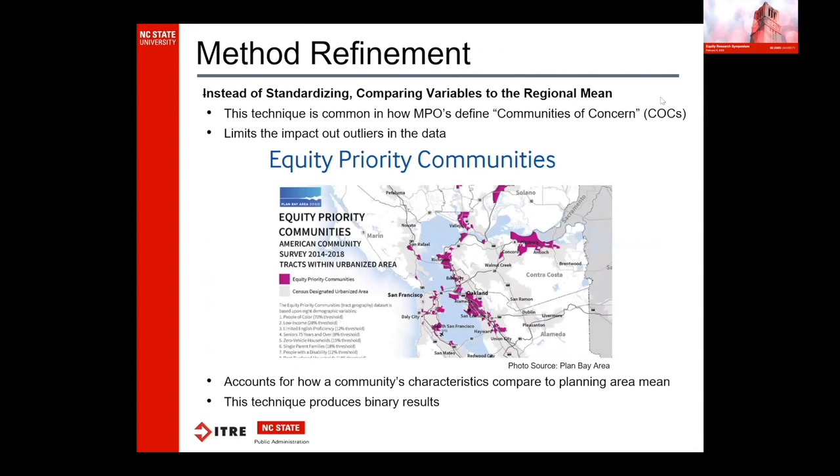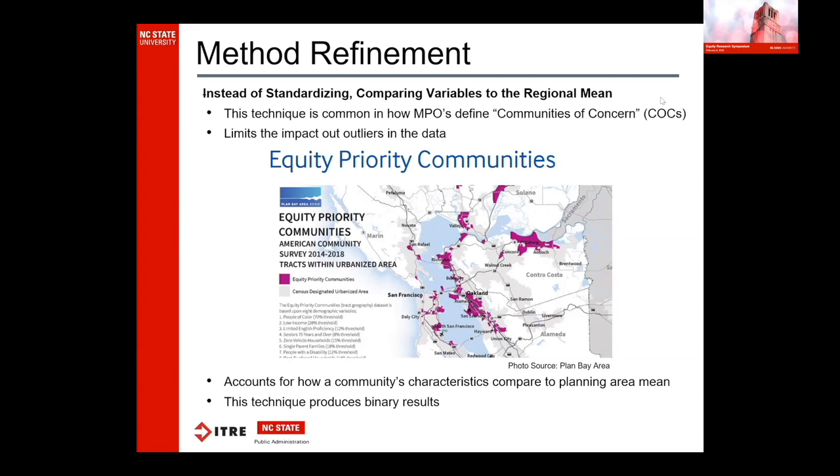So in terms of method refinement, instead of standardizing, we are starting to compare variables to the regional mean. This is a lesson we really picked up from looking at these MPOs and how they define communities of concern. Communities of concern are essentially locations of demographic concentrations in regional planning areas of MPOs. And these are communities to which MPOs want to pay special attention when they're making prioritization and infrastructure project planning decisions.